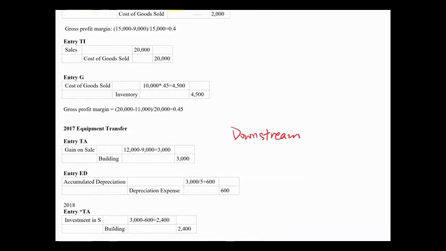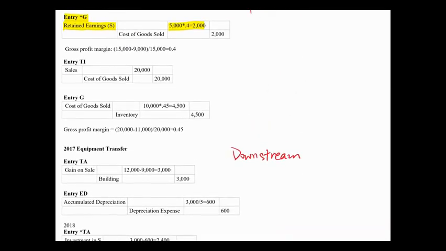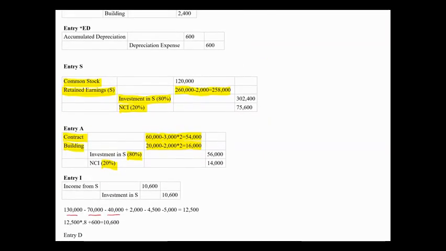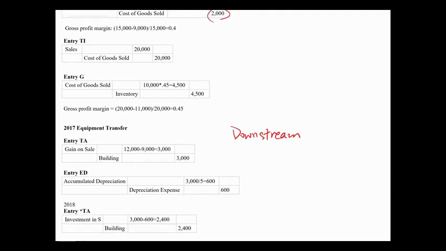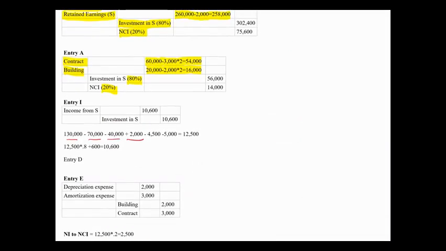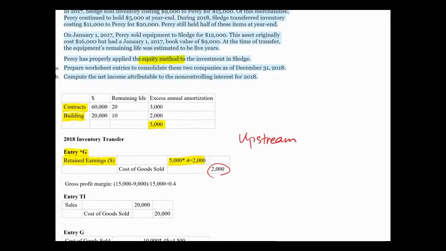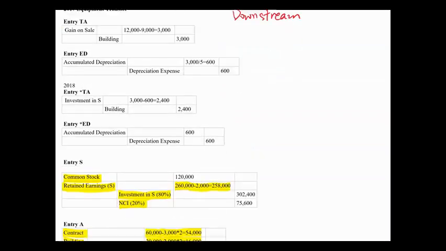In the upstream sales, we remember that first we recognize $2,000. This is the deferred profit. So we plus 2,000 and we minus 4,500. This 4,500 is related to the unsold inventory in this period, so we need to deduct that from the net income. Next one is $5,000. This is the annual amortization expense related to the excess annual amortization schedule. We need to deduct that as well.